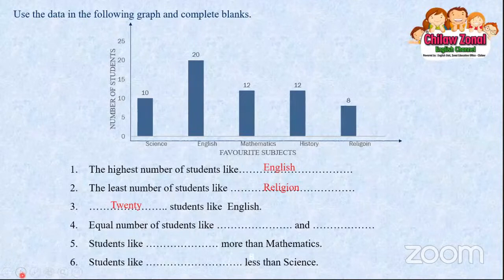In a previous bar graph, we identified the equal number. Equal number of students like two subjects, right? There are two subjects. They are mathematics and history, right? Equal number of students like. Next one, students like blank more than mathematics.